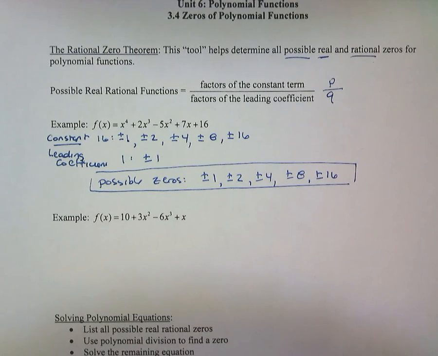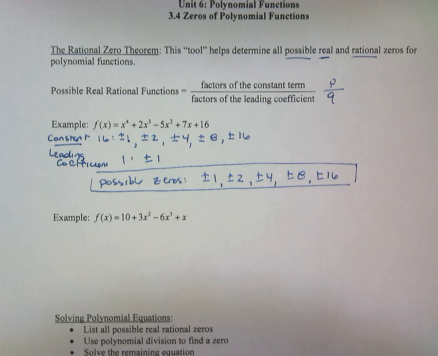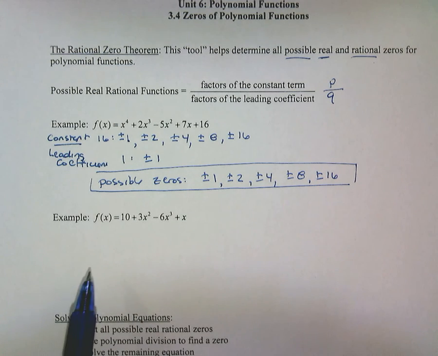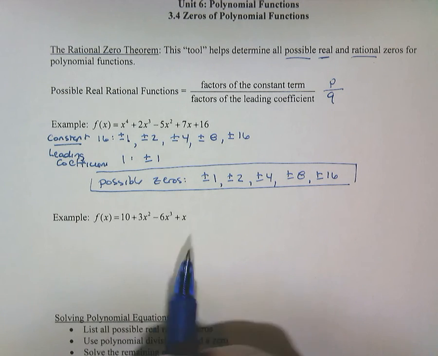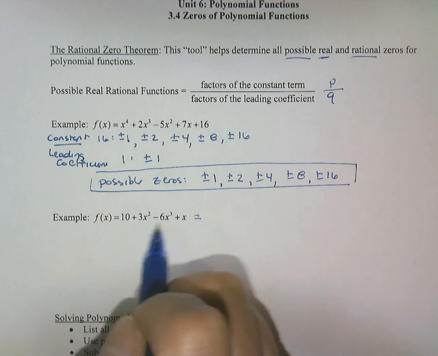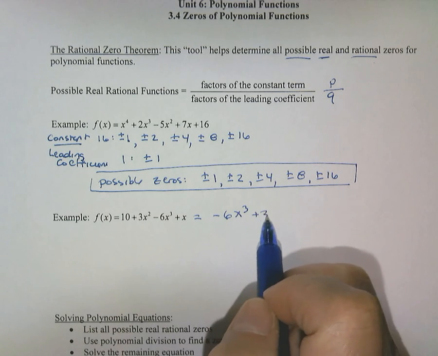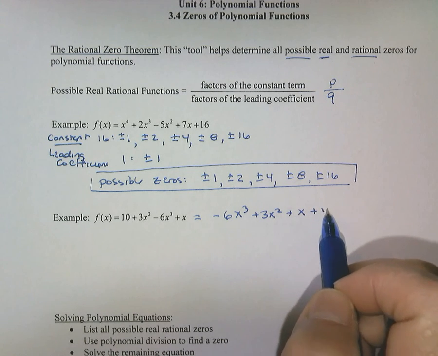So the next example, I'm going to do the same thing. I always do the first example where the leading coefficient is 1, just to give you an idea, but it's not a very good example to understand it. So for this next example, it's all in mixed up order, so it's not as easy to find the constant and the leading coefficient. So I'm going to rewrite this in order. So this is going to be negative 6x cubed plus 3x squared plus x plus 10.